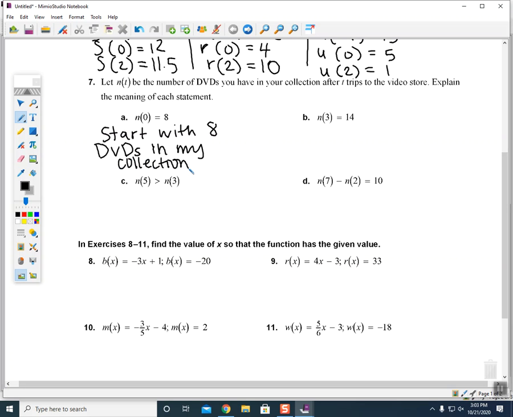Next one, n of 3 equals 14. What that tells me is that after 3 trips to the store, you now have 14 DVDs.